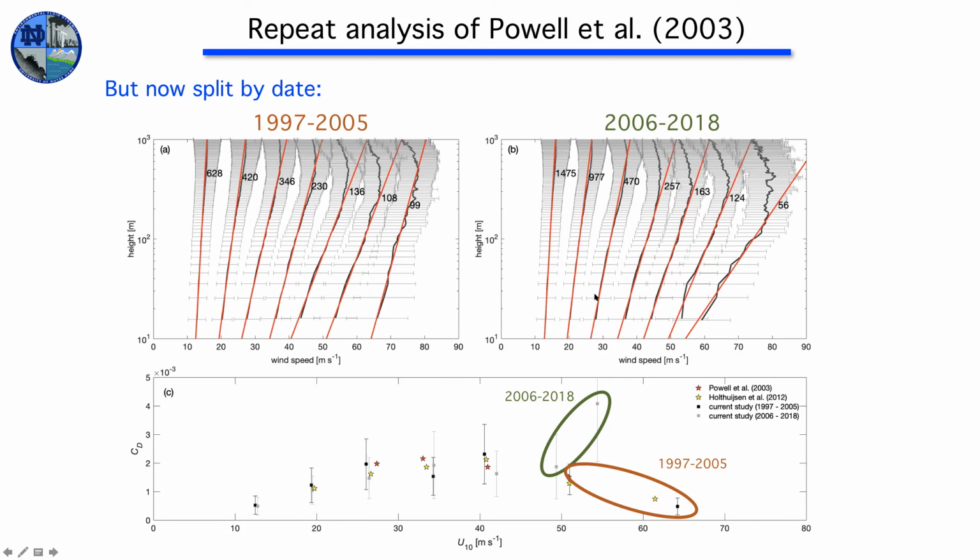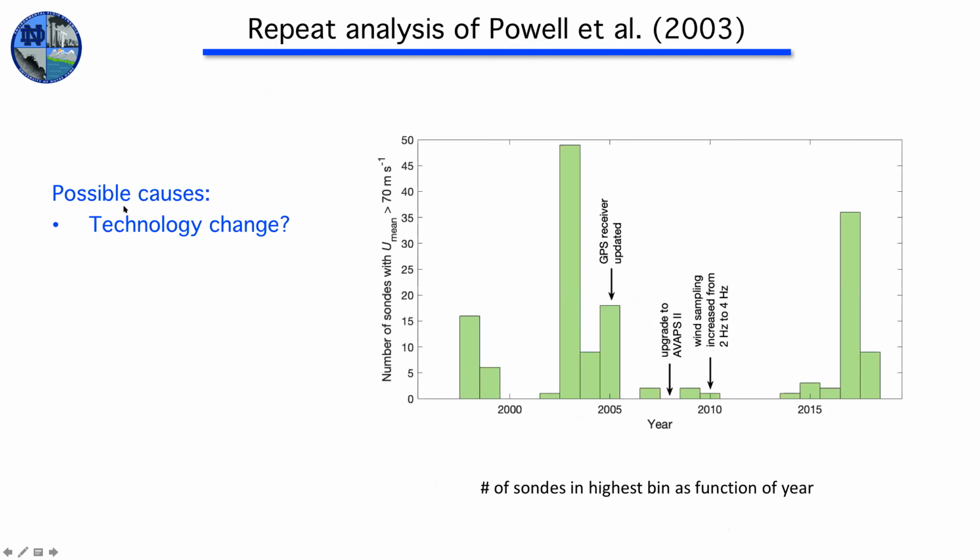If we just simply take the new data, however, you actually see a jump in the CD, right? So you're actually seeing a qualitatively different behavior of CD. Now, this raises some interesting questions. Does this actually have to do with the date? It's worth noting that during these two times, here's the 97 to 2005, here's the 2005 to 2015, there were actually a number of updates to the dropsondes, right?